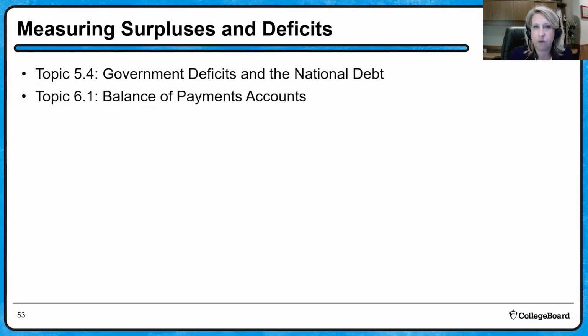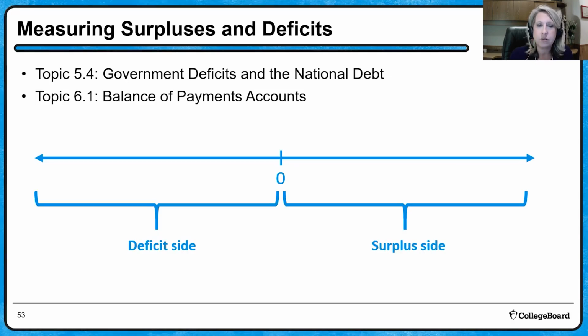Okay, so what we're going to be focusing on is measuring surpluses and deficits. That's something that we have to be able to do in topic 5.4 when it comes to the government budget balance, and it's something we have to be able to do in topic 6.1 in terms of the balance of payments accounts. So I use this tool to help me think about whether or not something is moving towards a deficit or moving towards a surplus. I give myself a number line with 0 in the middle. Everything to the left of 0 is the deficit side. Everything to the right of 0 is the surplus side.